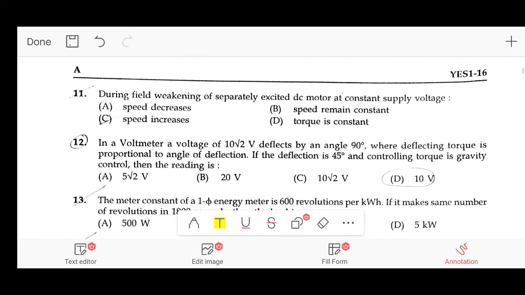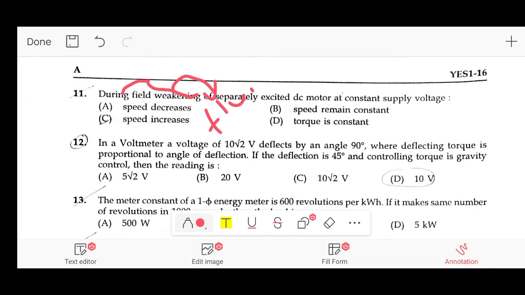Next question. During field weakening of a separately excited DC motor at constant supply voltage, options are speed decreases, speed remains constant, speed increases, torque is constant. Field weakening means the flux control method. This is one of the methods of speed control of motors, the flux control method.